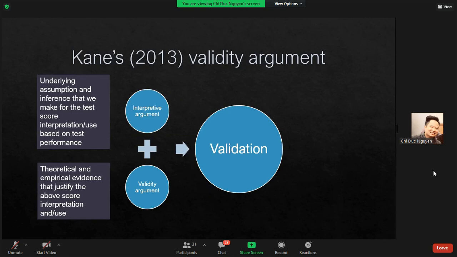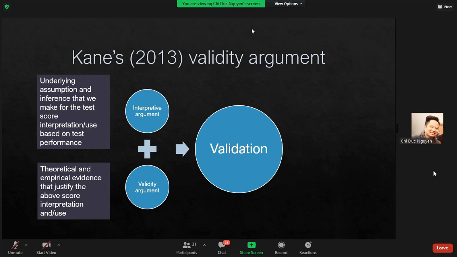The first one, we need to spell out all the underlying assumptions and inferences that we need to go from the test score to the decision that we make on the test score. And in order to do so, we need to collect different kinds of evidence to justify that.